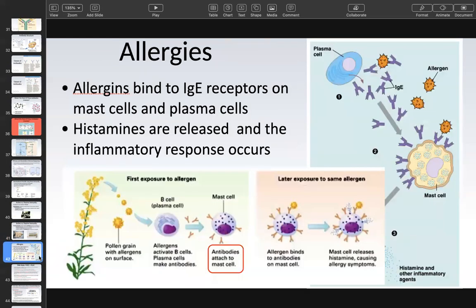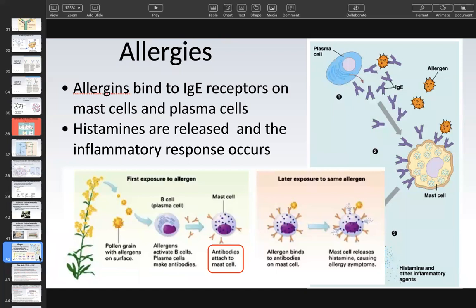A quick note about allergies, because it's common and we're entering into allergy season. Allergies is essentially the immune system going haywire unnecessarily. So the immune system thinks that pollen or certain aspects of the environment are potentially detrimental to the body.